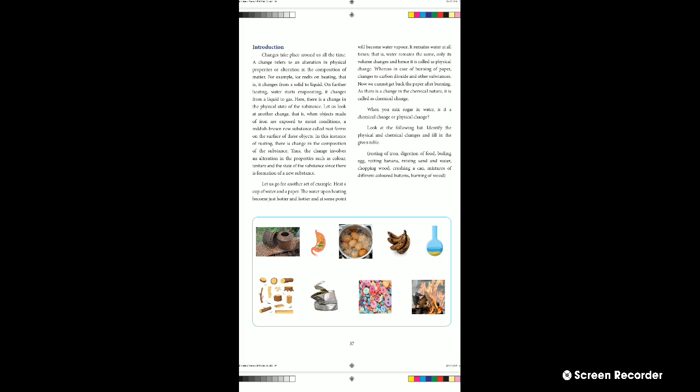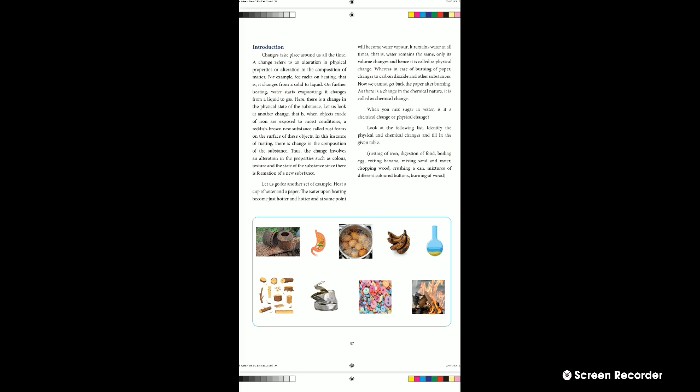Boiling the egg: inside the egg, the liquid state changes to the solid state. Maybe it is also a chemical change only, because the colors also change on the outer side. If you are roasting a banana, roasting of banana is also a chemical change. Mixing sand and water is also a change.